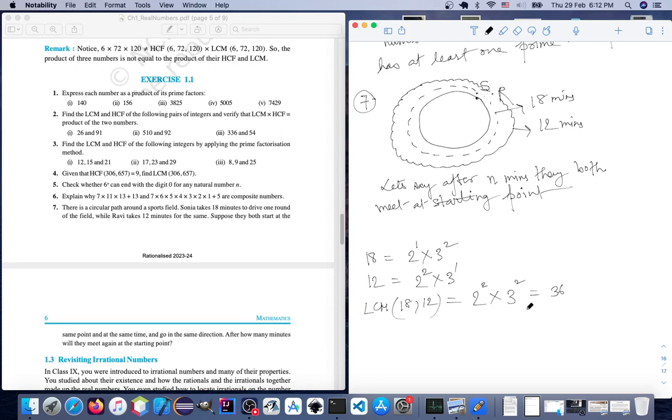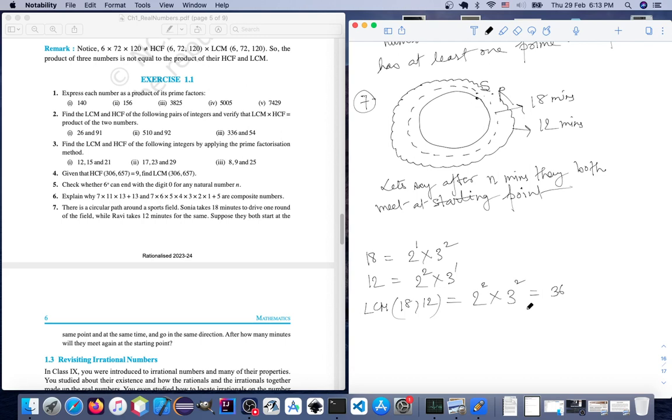after 18 minutes, Sonia reaches the starting point again, and by that time Ravi has already reached the starting point and also has gone a little farther away. So the answer is 36 definitely, but how do we logically provide the reason why the answer is the LCM of 18 and 12?